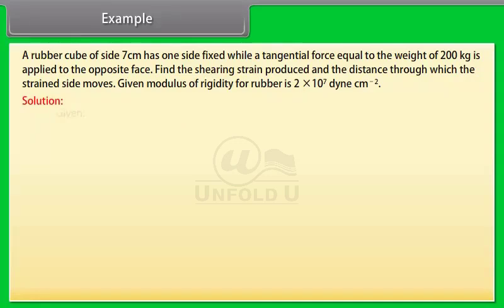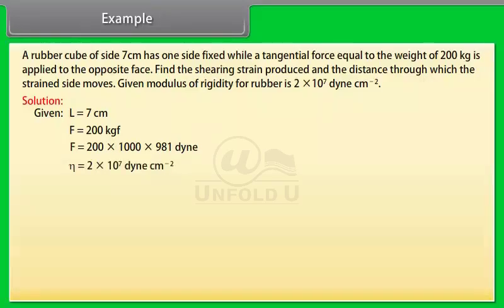Let's see the solution. Given L is equal to 7 cm and F is equal to 200 kgf. Converting the value of F into dynes, we get F is equal to 200 into 1000 into 981 dyne. Eta is given by 2 into 10 raised to the power 7 dyne per centimeter square. We know that area of the face of the cube A is equal to L square. Putting the values of L into above equation, we get A is equal to 7 into 7 centimeter square is equal to 49 centimeter square.